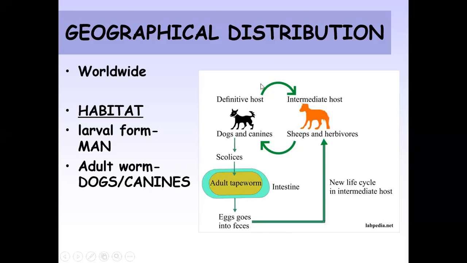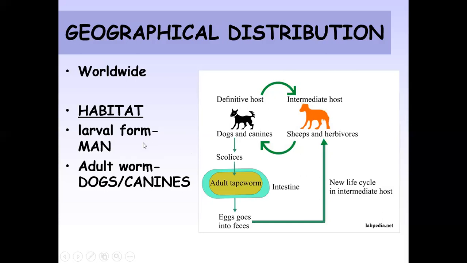But in humans, there is not going to be any continuity of the cycle, because it's an end stage cycle in humans. The dogs and canines cannot feed on the hydatid cyst which is present in humans, until and unless that person dies in the wild and is attacked by these canines.